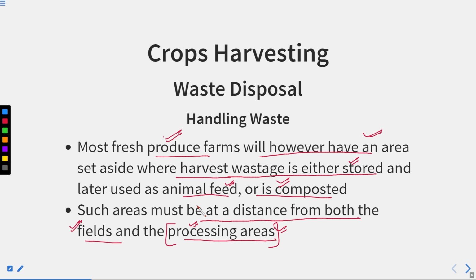The area where you keep your harvest wastage should be away from there, because any type of damage occurring in the waste, if it is very near, can spread to the place where you have kept your harvested fruits and vegetables that are in very good condition. That should be avoided. It should be kept at a distance from both the field and your processing areas.